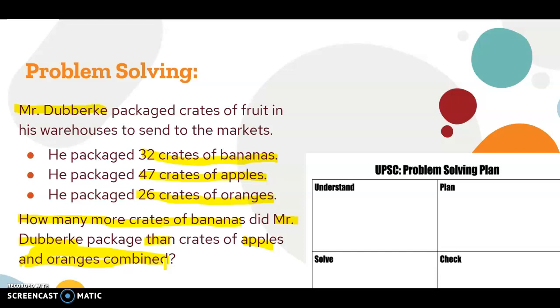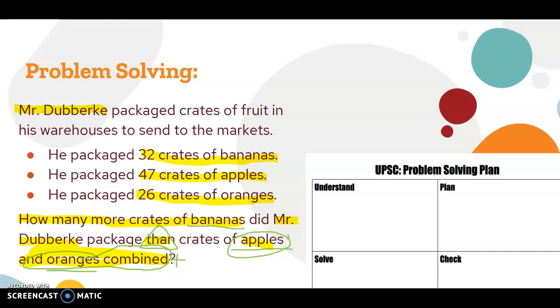Ding ding ding. What am I comparing? I am comparing the bananas. Well, Miss Glod, what are you going to possibly compare the bananas to? Well, I'm comparing the bananas to the apples and oranges. But before I do that, I need to combine. What am I combining? Well, it's telling me right here that I need to combine first the apples and the oranges. And once I combine the apples and the oranges, I am going to compare it to the bananas.